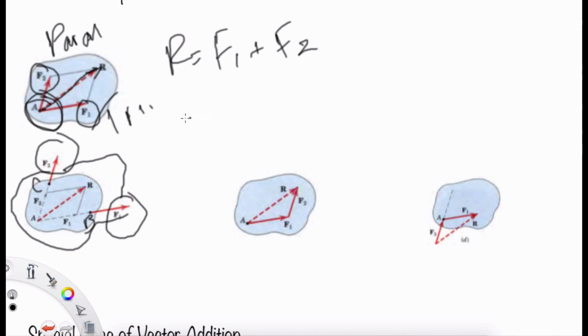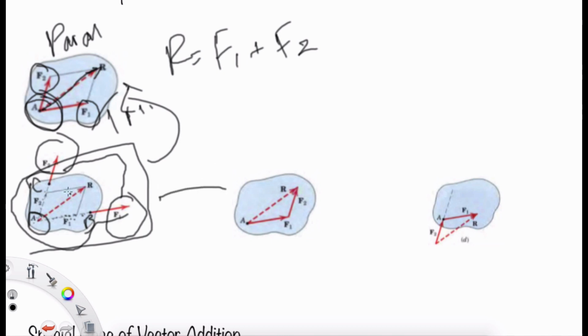To get the resultant, we go back to the principle of transmissibility, which says we can move a force as long as it stays on its line of action. So we move the forces along their lines of action until we find the intersection of F1 and F2. Then, as before, we can use the parallelogram and the triangle law to get the resultant. This is the parallelogram example, and here is the example of the triangle law.